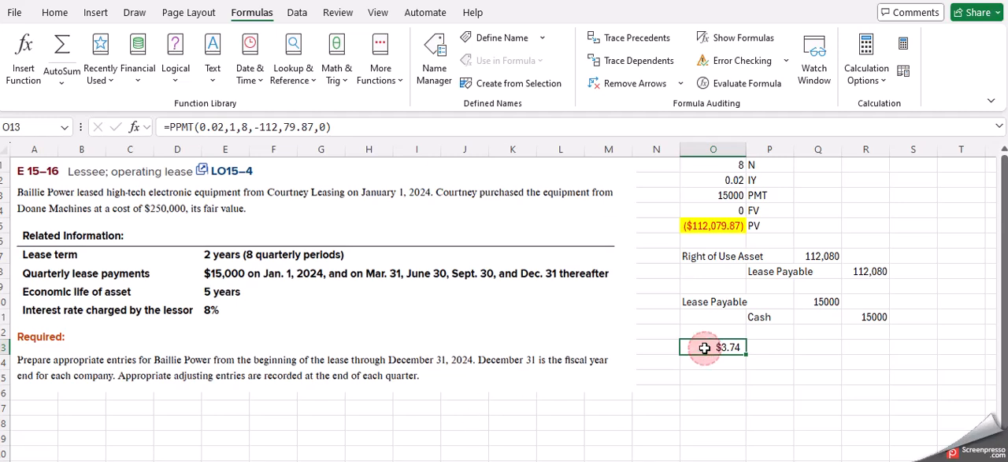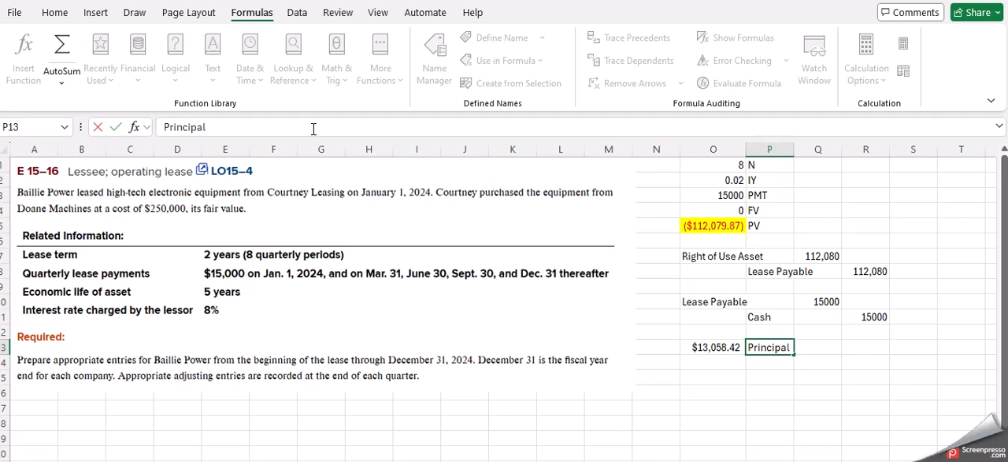What did I? Oh, I didn't put in the zero in there. Is that what I'm missing in that number? Let's just make it the 112,080. That's the amount of the principal. So then that would be in the March 31st payment.